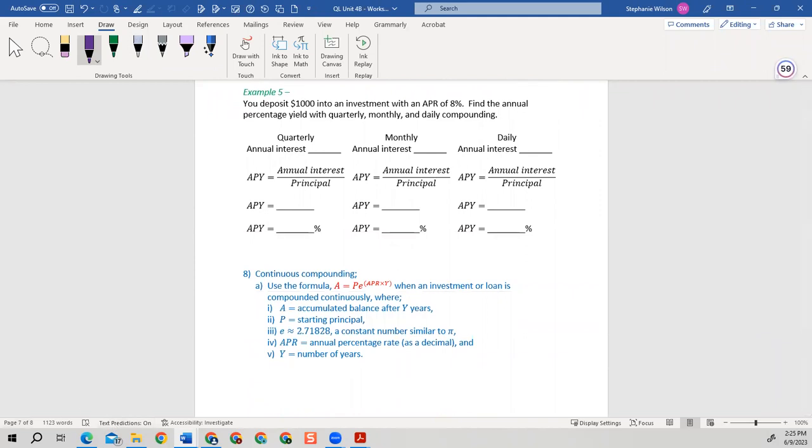So the next one says that you deposit $1,000 into an investment with an APR of 8%. Find the annual percentage yield with quarterly, monthly, and daily compounding. All right. So if you notice, you're given these formulas here.